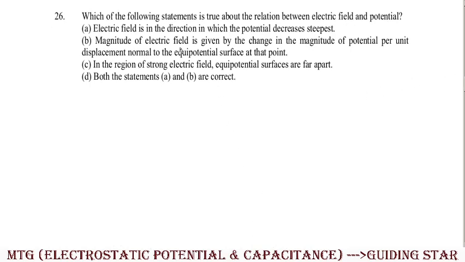Next, question number 26: which of the following statements is true about the relation between electric field and potential? So generally we know that there is a standard relationship between electric field and potential, and that relationship is E equal to minus dV by dr. Generally this electric field is a vector quantity and this whole term is a vector quantity.